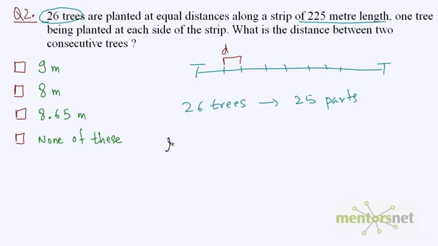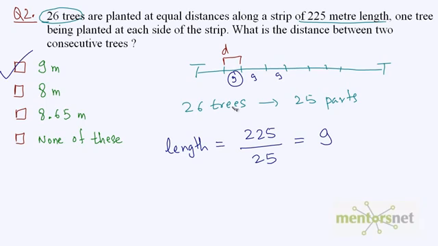So length of each part will be equal to the complete length divided by 25, and this is equal to 9. So the length of each part is equal to 9 meters. Therefore, we can conclude that the distance between two trees is 9 meters. So our answer is option 1.